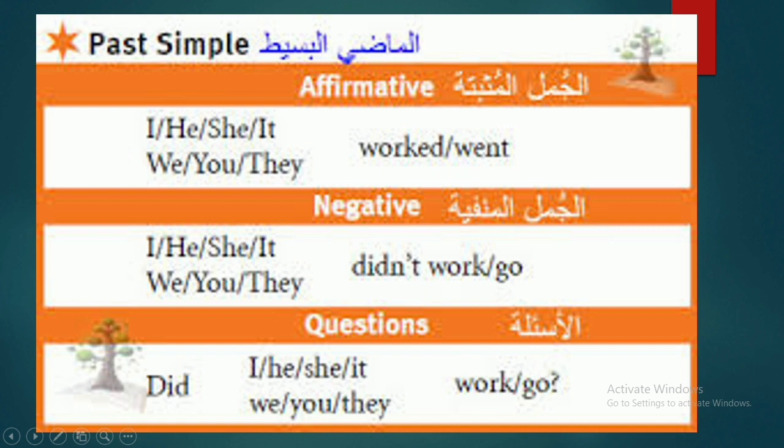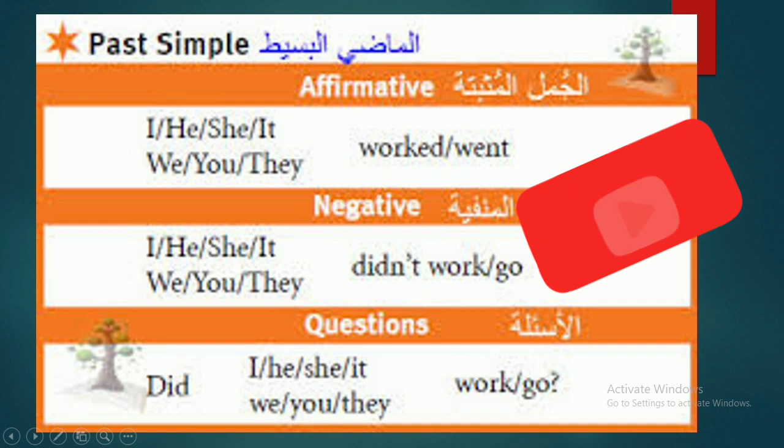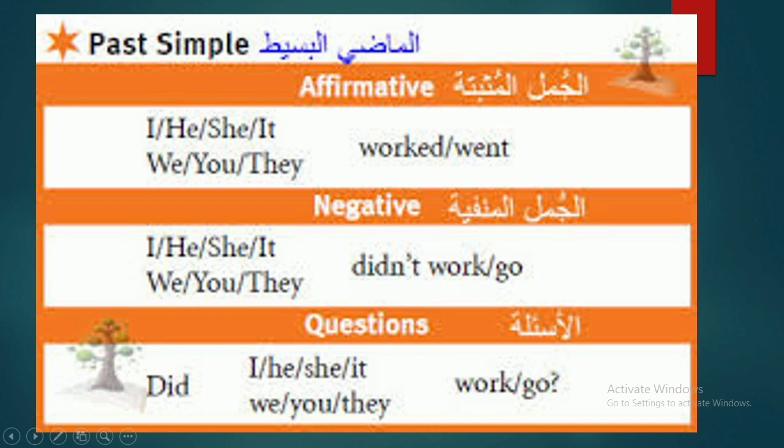Regular verbs, we add d or ed or ied at the end of the verb. But some verbs are irregular, so we must study them, like go, went, do, did, see, saw, and so on. This is the affirmative form of the past simple. The negative, we use didn't plus infinitive. We use didn't with all verbs, regular or irregular. But how do you make a question in the past simple tense? We use did as a helping verb.